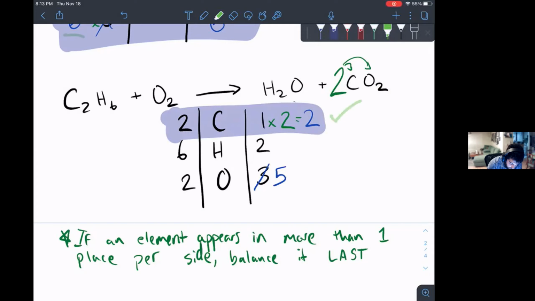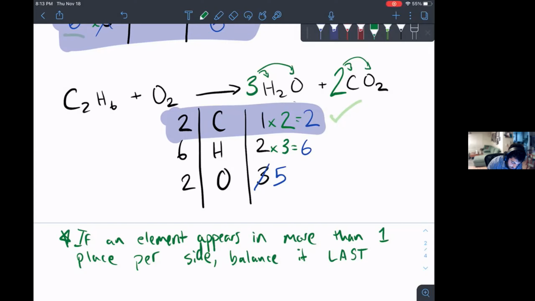Now, for the next one, we have hydrogen on both sides, and I can see that I can just multiply that by 3 to get 6. So I'm going to go ahead and find hydrogen on the right side. So it's right here. I'll go ahead and put my 3 in. And once again, this 3 is not only going to affect the H, but also the O.